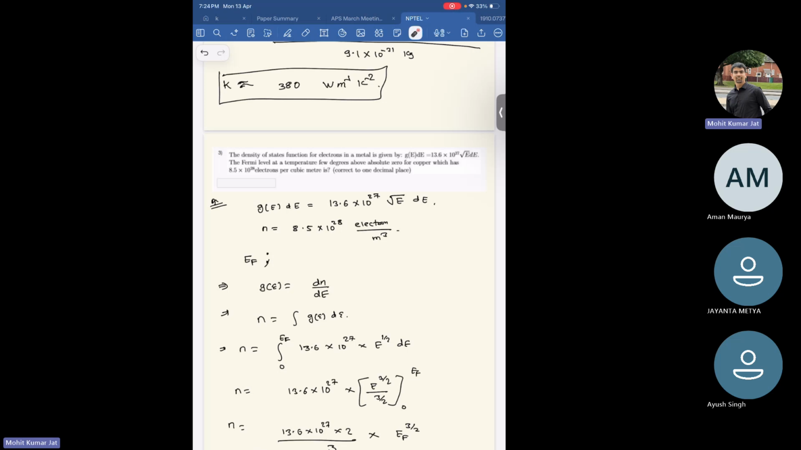Then the next question is, the density of states as a function of energy in a metal is given as square root of E. If it is given, then it means it's a 3D system, right? For 1D it will be E to the power minus half. For 2D it is E to the power 0, that is constant, and for 3D it will be E to the power half. The Fermi level at a temperature few degrees above absolute zero for copper, which has this many electrons per cubic meter. Okay, density is given.